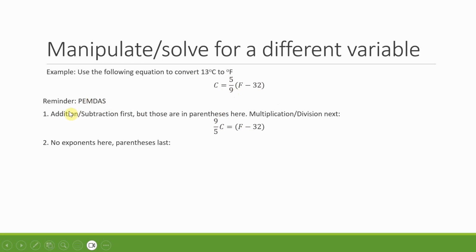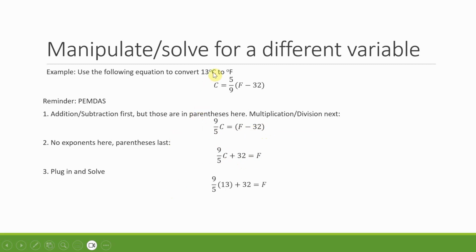There's no exponents here, so that just leaves the parentheses next, so we can basically just clear those out because there's only one thing there. And now we can move that 32 over by adding it to the other side, leaving me with 9/5 Celsius plus 32 equals Fahrenheit. At this point now, I can plug it in and solve just like with the first type.